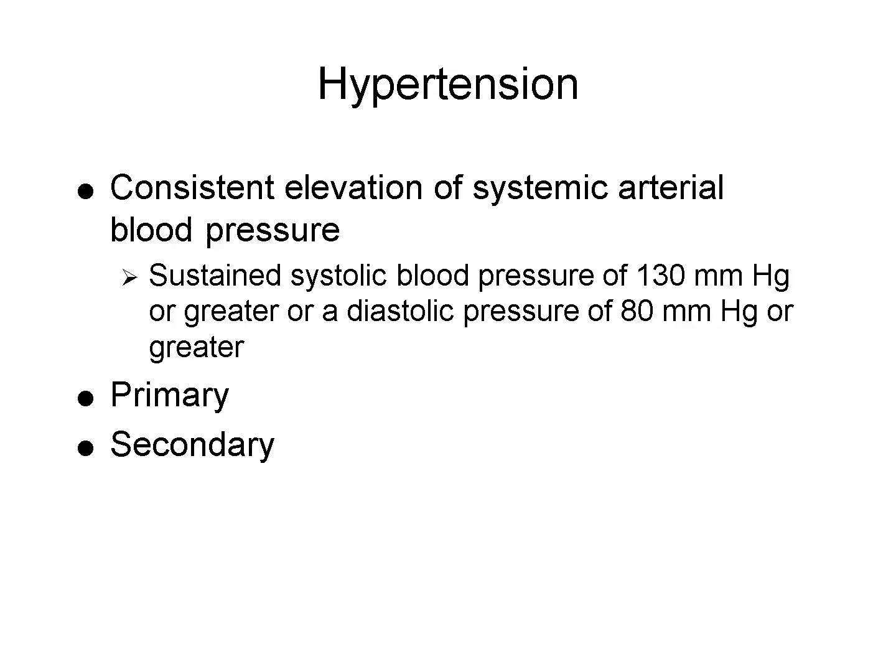Hypertension is defined as a consistent elevation of systemic arterial blood pressure. It is diagnosed when systolic pressure is 130 mm Hg or higher, or diastolic pressure is 80 mm Hg or higher. Hypertension can be classified as primary or secondary. Managing blood pressure is vital to prevent organ damage and cardiovascular events.